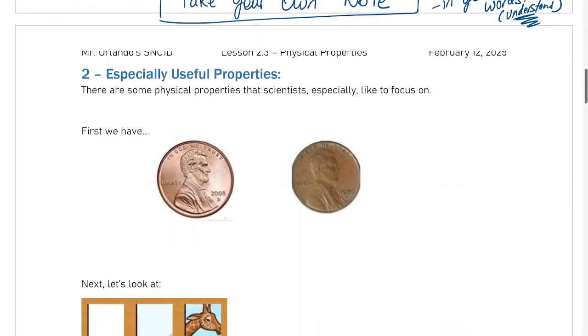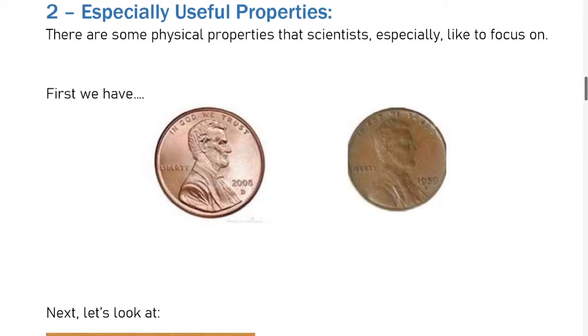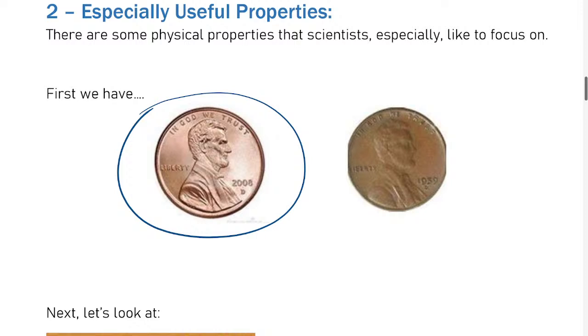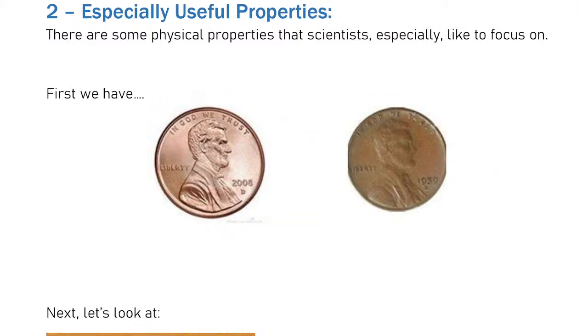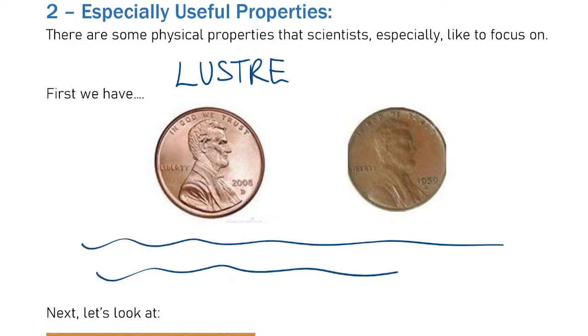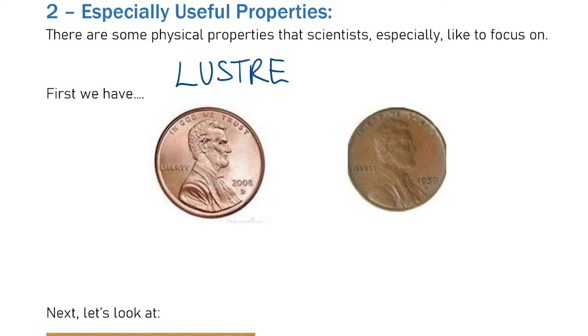So the first property we're going to look at, which I'm showing as an example, the difference between this penny and that penny, is luster. So I want you in the space here to describe what luster means. And what word do we use to describe something like this? And what word do we use to describe something like that? So luster, what does it mean when we talk about an object's luster?